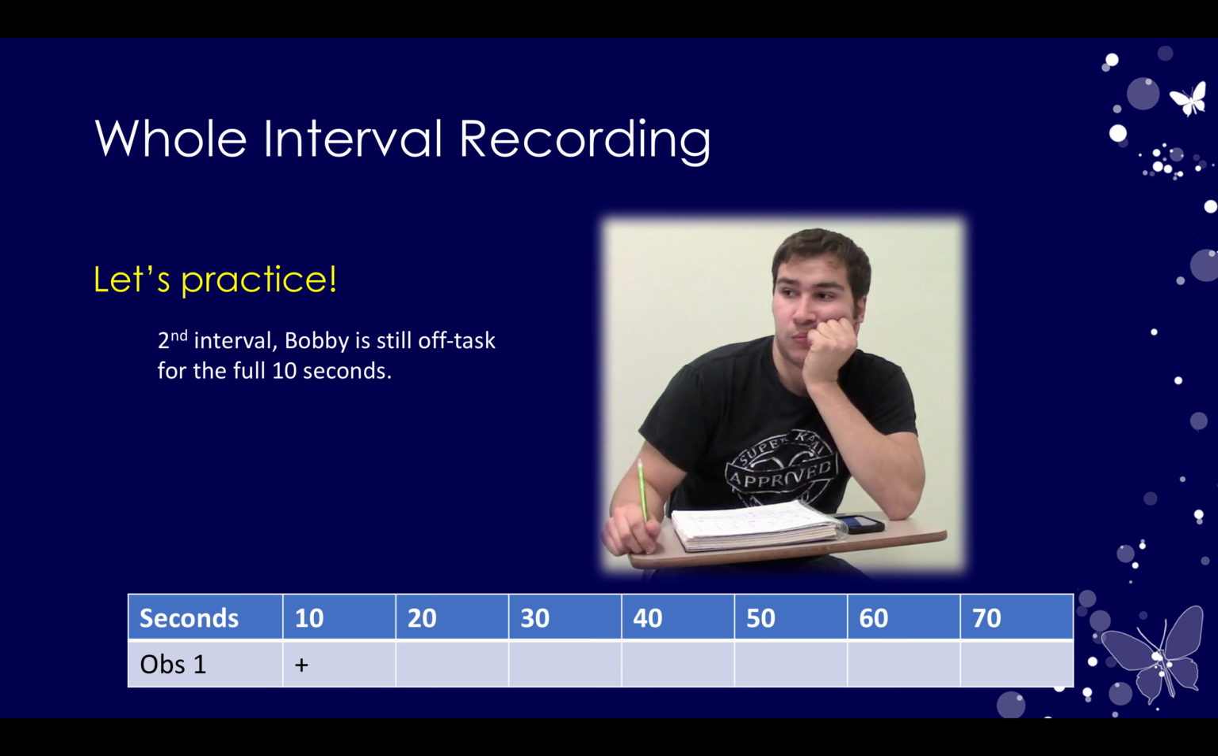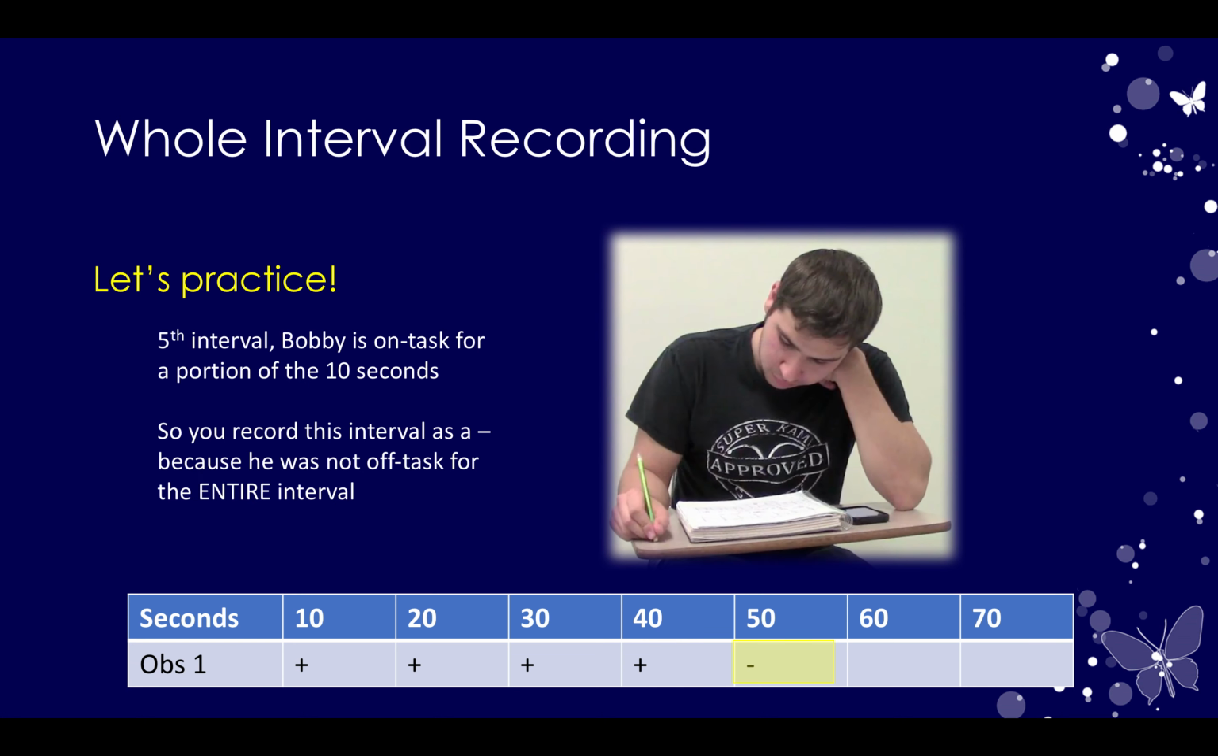In the second interval, Bobby is still off task for an entire 10 seconds. So you record this interval as a plus as well. For the third interval, Bobby is still off task for the full 10 seconds. So again, you record this interval as a plus. In the fourth interval, once again, Bobby is still off task for the full 10 seconds. So again, you record this interval as a plus. In the fifth interval, Bobby is on task for a portion of the 10 seconds. So you record this interval as a minus because he was not off task for the entire 10-second interval.